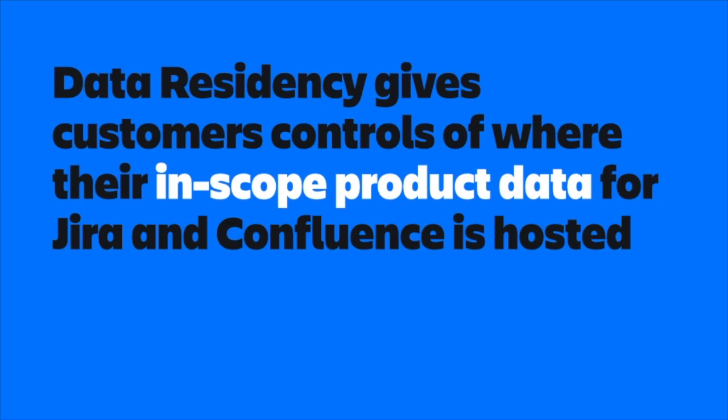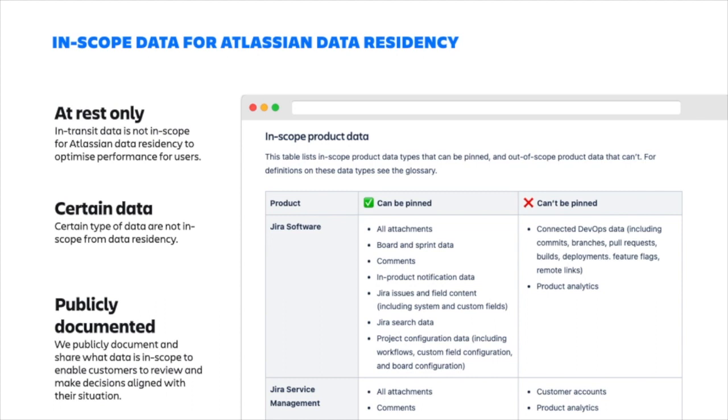So, at Atlassian, as we said, we provide customers control over where their Jira or Confluence data is stored. In these circumstances, we're talking about in-scope data. What's in-scope data? Well, at Atlassian, we have a clear definition of what is in-scope and out-of-scope for data residency. We store some data within those regions, which can be pinned, and there's data that isn't pinned or isn't stored within those regions. That may be for reasons of product analytics, performance, etc. But for us, it's important that we document and share this with our customers. Similarly, we only provide data residency for data that's at rest.